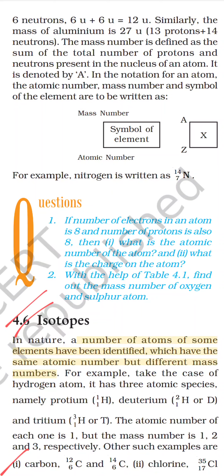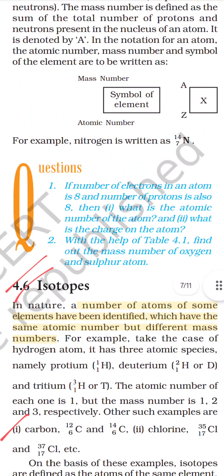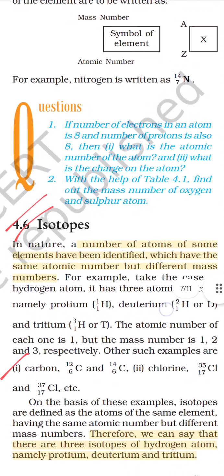Other such examples are carbon, 6C12 and 6C14, and chlorine, 17Cl35 and 17Cl37, etc. On the basis of these examples, isotopes are defined as the atoms of the same element having the same atomic number but different mass number.